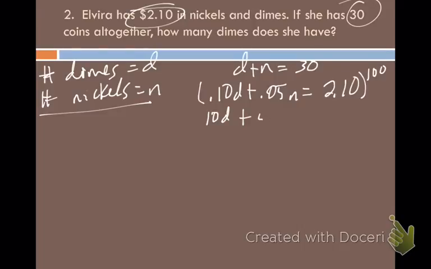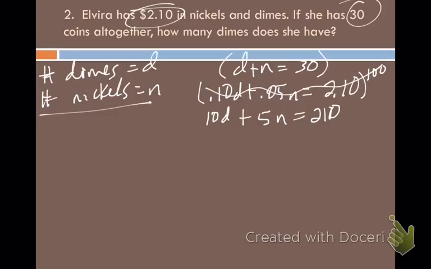100 times 0.05 is going to give me 5. And 100 times 2.10 is going to give me 210. So now I'm dealing with whole numbers instead of decimals, and so that might make the math a little bit easier. Okay? Now we've got to solve that system. Again, it sets up nicely for substitution as well, and you can do substitution, but I like elimination.